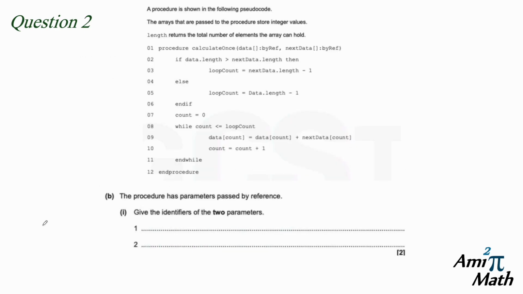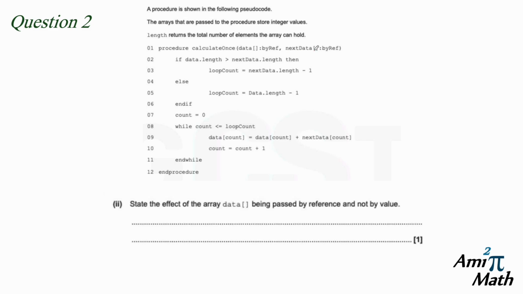Question 2. A procedure is shown in the following pseudocode. The arrays that are passed to the procedure store integer values. Length returns the total number of elements that the array can hold. The procedure has the parameters passed by reference. Give the identifiers of 2 of the parameters. So this is our code here, and this is our procedure, and it takes in the parameters, and this is by reference. So by ref means by reference. And we've got data, and then we've got next data, and that are your 2 parameters.